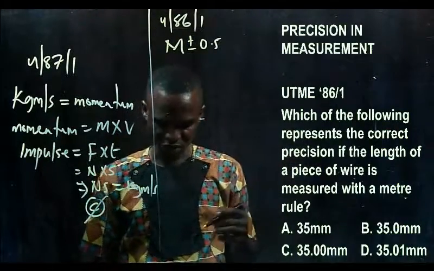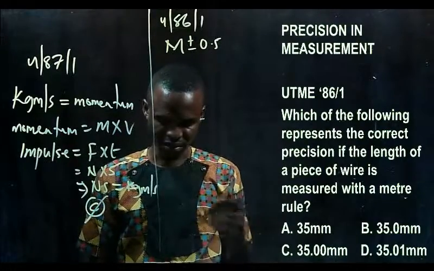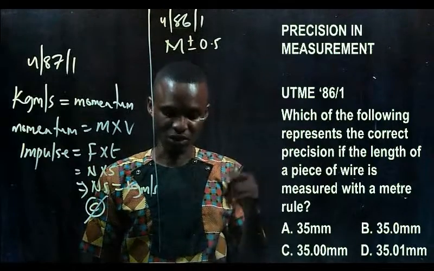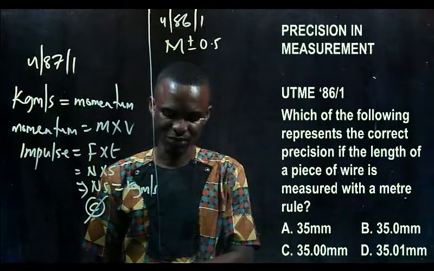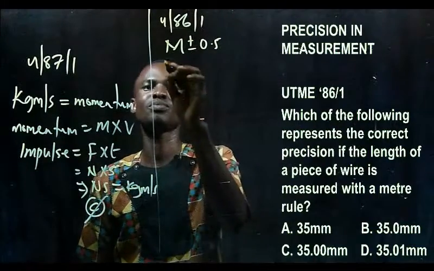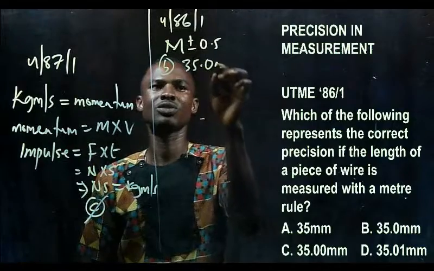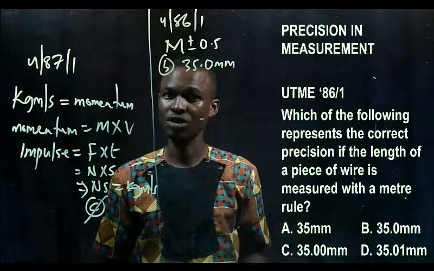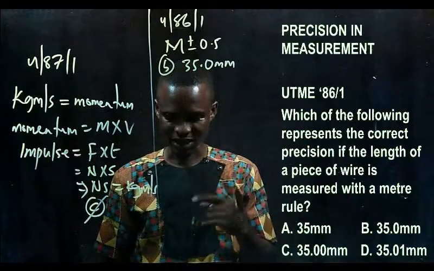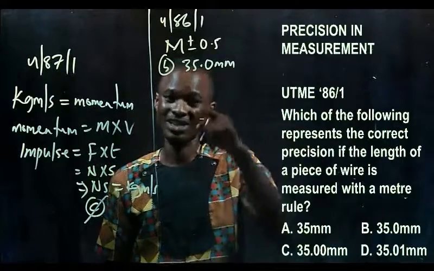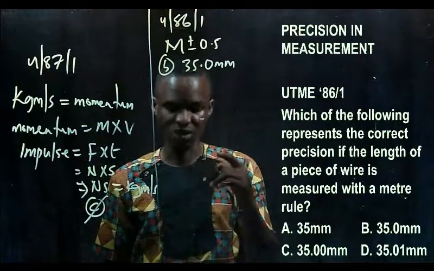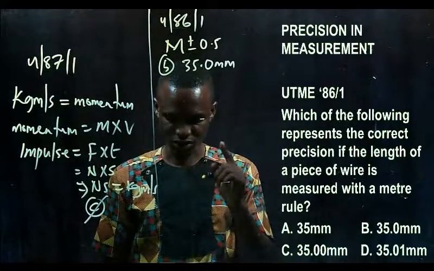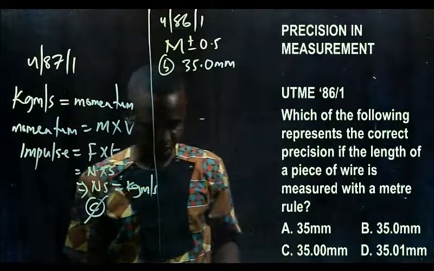If you look at the options, A is 35 mm, B is 35.0 mm, C is 35.00 mm, and D is 35.01. The correct option is B, which is 35.0 mm. Again, you need to be careful and look at the decimal places in the options, because it is measured to one decimal place. Option C is also a distraction, which you should not go for. So that's option B for that question.